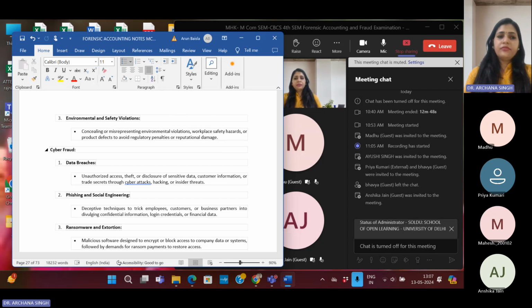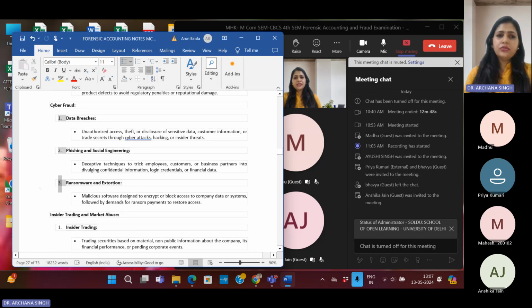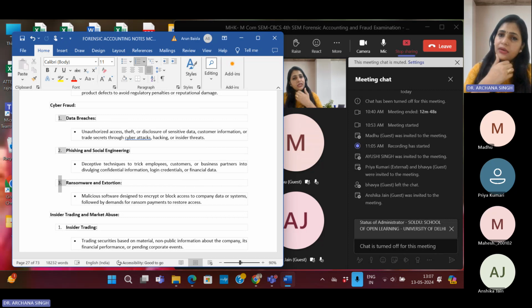Now next is cyber fraud. Cyber fraud basically includes data breaches, meaning they are getting unauthorized access to sensitive data. They are doing theft and disclosure of that sensitive data, customer information, and trade secrets through cyber attacks, hacking databases, and insider threats. So that is a data breach.